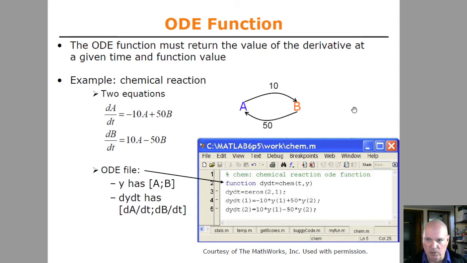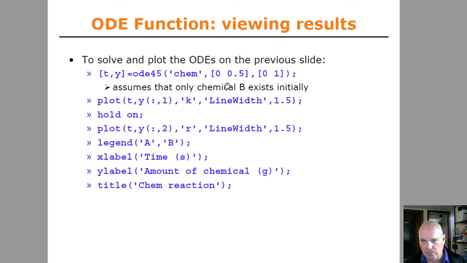So here's how you would use that now to actually solve that. We pass the function name. Again, you can use the at notation. We're integrating from 0 to 0.5 with these initial conditions. And then what we get back here is the A solution vector in the first column of y, and the B solution vector in the second column of y. And then we can plot those versus t. So we're plotting A in black and B in red.